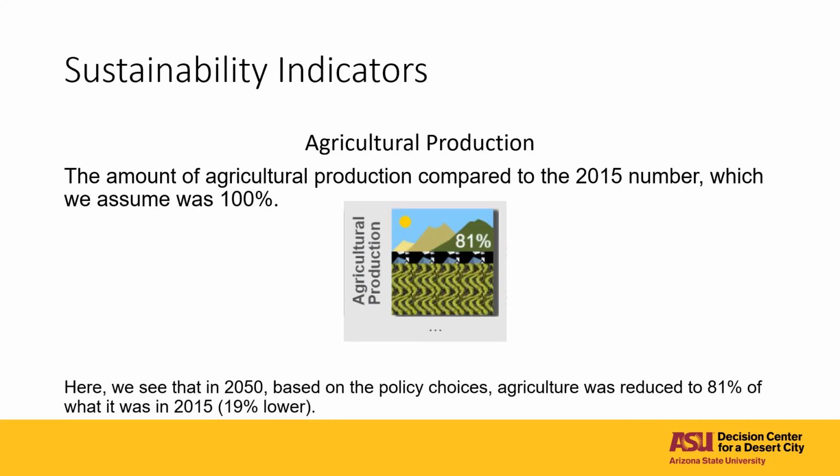The Agriculture Sustainability Indicator represents the amount of agricultural production as a percentage of the 2015 estimate. Since this indicator measures the percent change from 2015, the amount of water needed to produce a generic crop rather than specific crops is used. Please note that the value presented represents the 2050 estimate. The number here means that the amount of agricultural production is 81% of what it was in 2015, and there was a reduction in agricultural production.